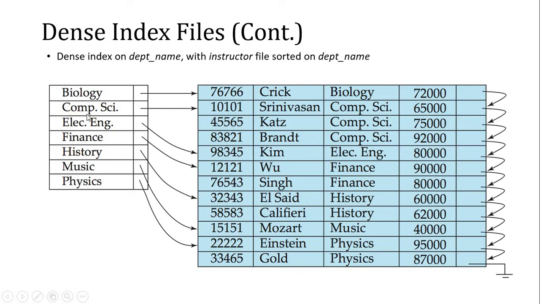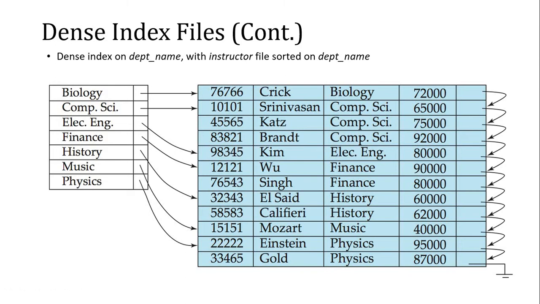So the biology department has one faculty, so it is selecting one row, whereas computer science has 3 faculty members. So 10101, 45565 and 83821, these 3 faculty members are from the computer science department. So one pointer points to the first row of the same type of data, and then electrical engineering starts after the computer science department has completed. So this is how the dense index is managed.